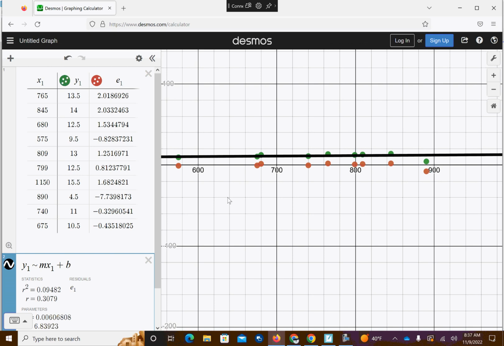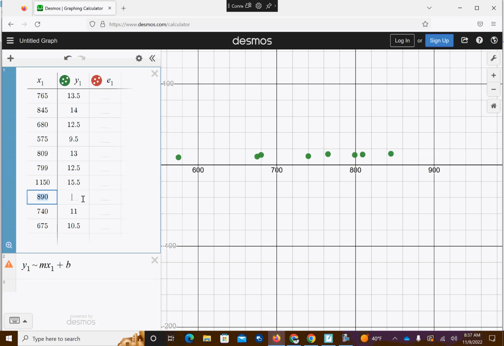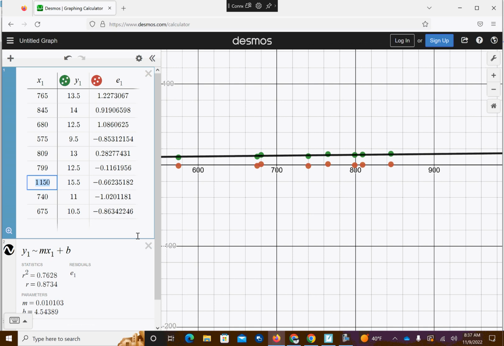Yeah, 4.5 is definitely an outlier. So if we were to remove that piece of data, if I remove that, that one outlier changes our correlation from 0.308 to 0.87. Okay? So that dramatically changes. You changed from a 31% to an 87.3%.